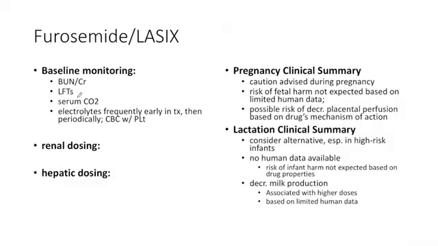Baseline monitoring for Lasix, you obviously need to know your kidney function, liver function as well, because it does matter. And you may need to have the dosing different if there's any hepatic issues, heart failure, or renal failure. And then serum bicarb and electrolytes frequently early in treatment, and then periodically CBC with platelet. So there is no number that's associated with renal dosing. It's just contraindicated if they're anuric.